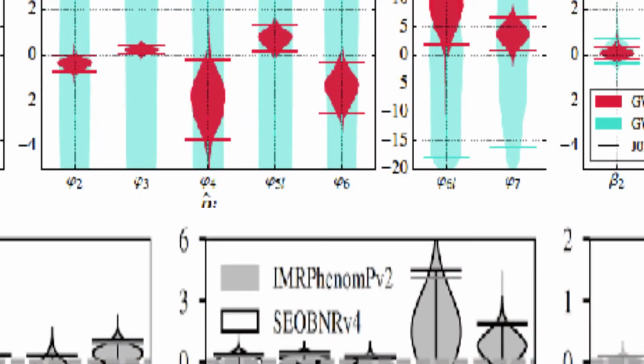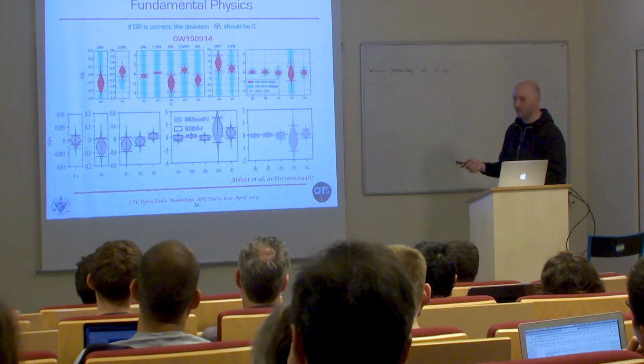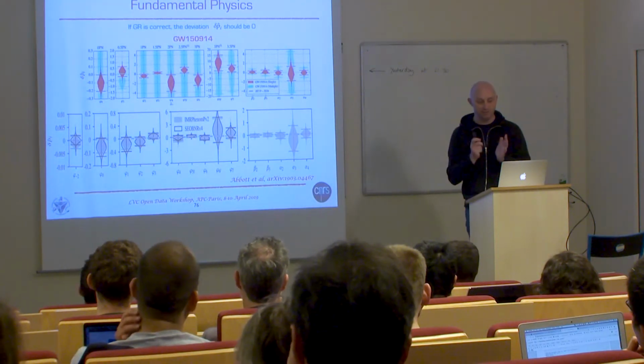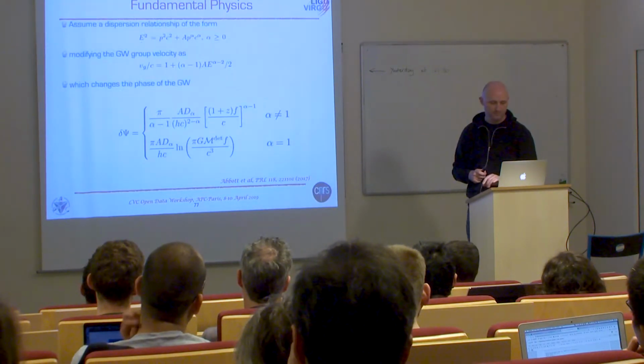And then we can do that for the entire waveform. We can look at the merger and ringdown as well. So again, this was our initial detection, and here's what we have now with the 10 black holes. If general relativity is correct, the value should be 0, and you can see that now all of our posterior distributions encompass 0, and some of them are actually extremely tight around 0.